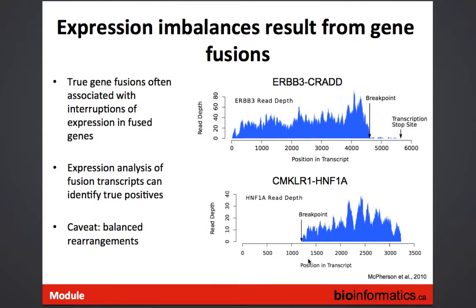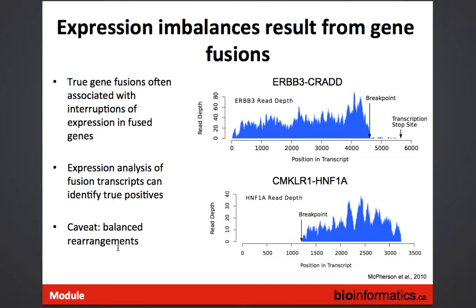Here's an example where we identified two gene fusions that we have a lot of confidence in just by looking at the position of the breakpoint relative to the expression across the gene. And so for this ER3 CRAD fusion, the expression pretty much stops after about 4,500 nucleotides into this mRNA sequence. And that happens to coincide exactly with the breakpoint. Same with this gene on the bottom here. And so this means that we can do an expression analysis on our fusion transcripts as a way of maybe having more confidence or calculating the expression of the fusion transcript for one, but also eliminating false positives as ones that maybe have zero expression.